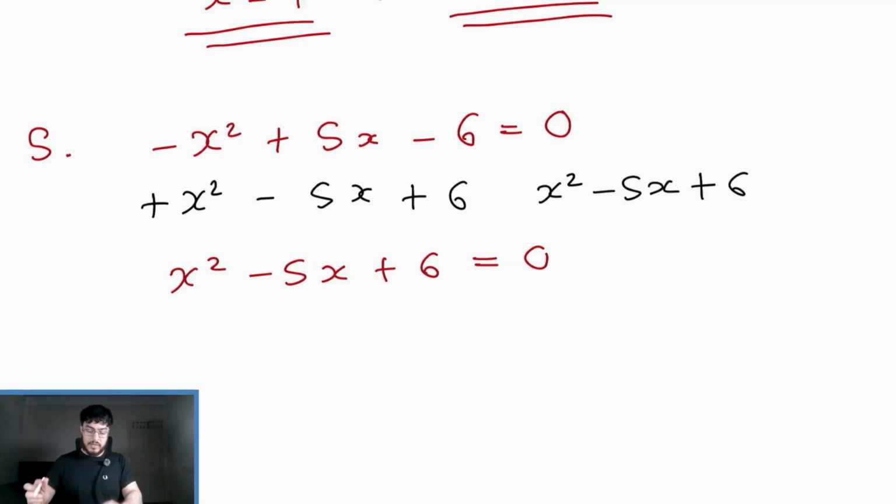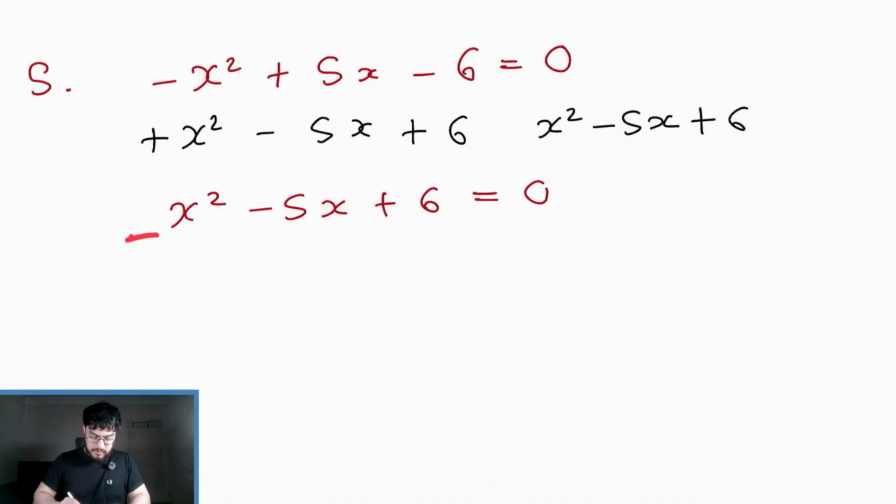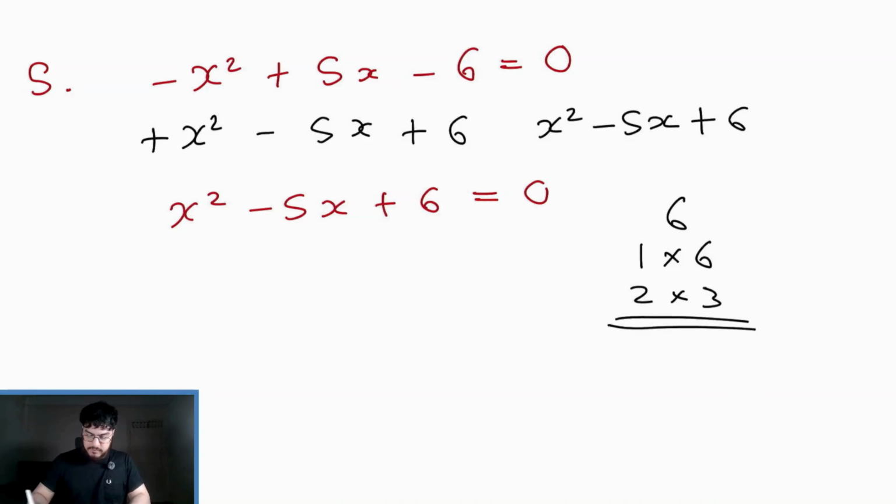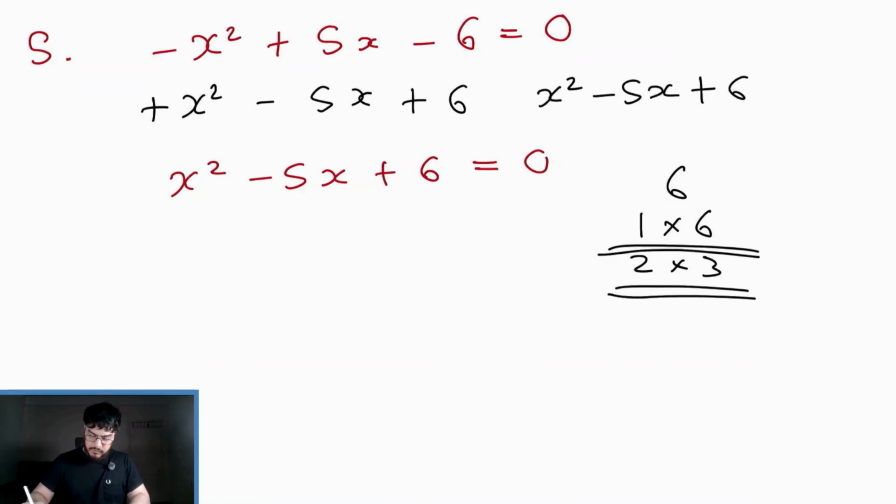So nothing crazy. And now we have nothing in front of the x squared, and we can easily look for the factors of 6. So let's look at the factors of 6. 1 times 6, 2 times 3. What combination makes 5? So we can look at 2 and 3. What combination makes minus 5, which is this? Well, that's going to be minus 2 minus 3, which is minus 5. And so we've got that.